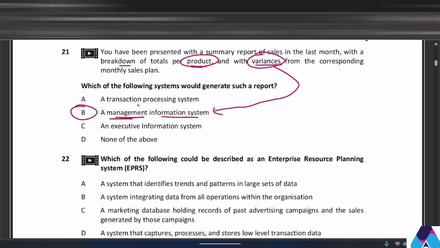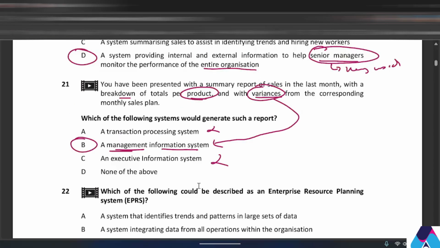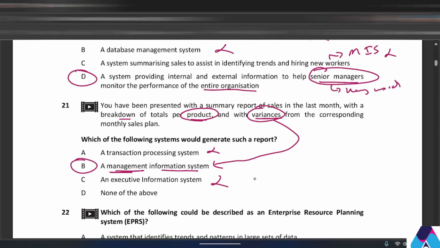It cannot be transaction processing system, because transaction processing system basically captures, processes and stores the low level transaction data. So it's not related with the variances and the totals per product. So no, it cannot be an option. Executive information system, obviously not, because you have seen in the previous part that executive information system is the one that provides the internal and external information to help senior managers monitor the performance of the entire organization, right? So that is a big problem.